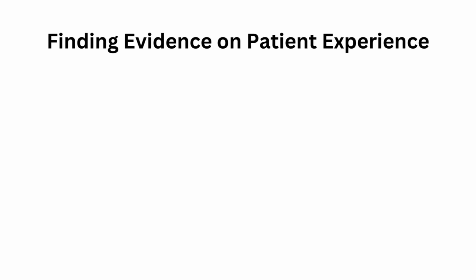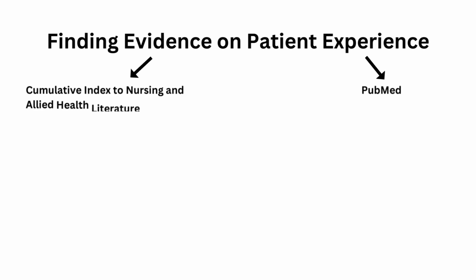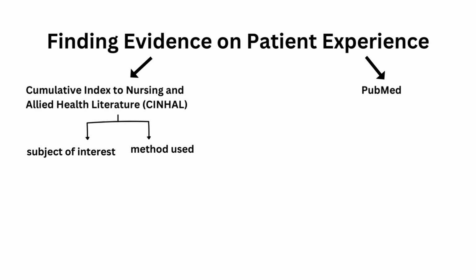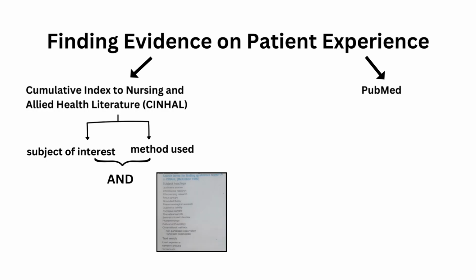For this purpose, we can use CINAHL and PubMed. CINAHL works on a subscription basis. To search on CINAHL, we divide the topic into two parts. First part includes subject of interest and second part the method used. We use AND to combine both parts. Both parts can contain text words or subject headings as shown in the picture. To search on PubMed, the focus is on text words because it has few subject headings related to qualitative research.